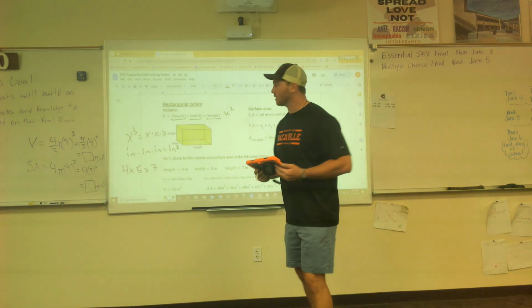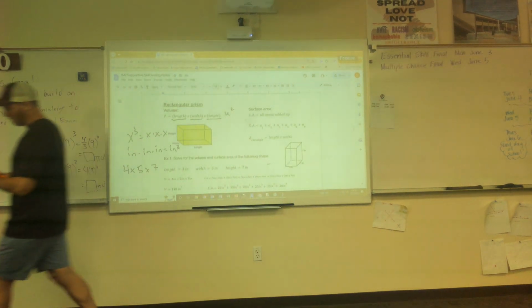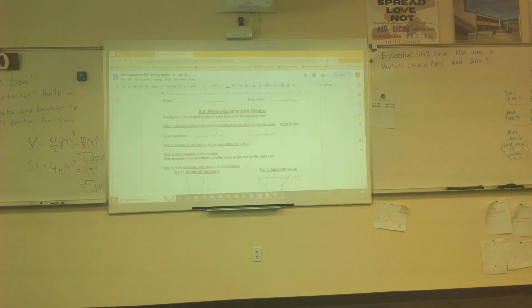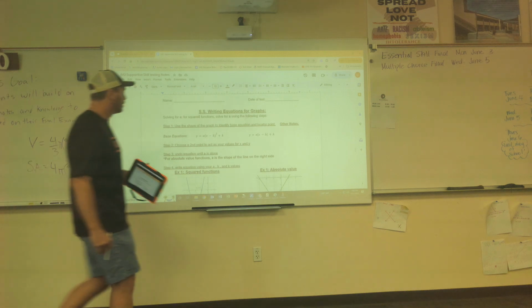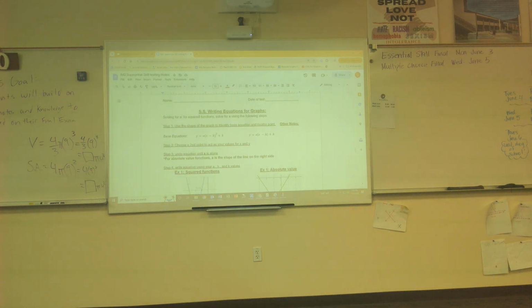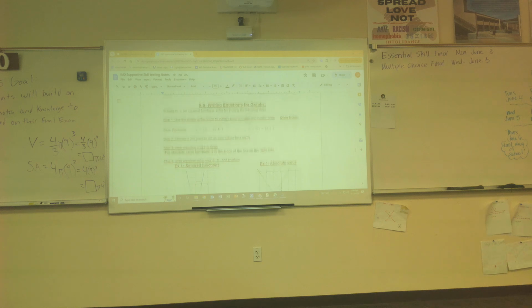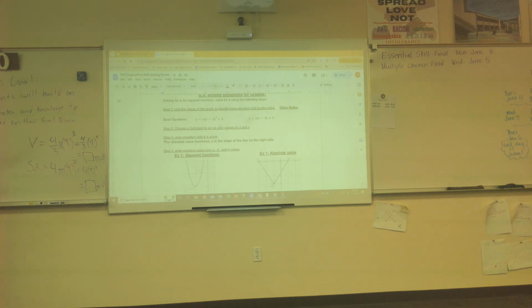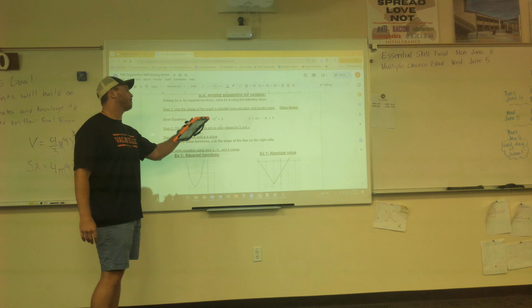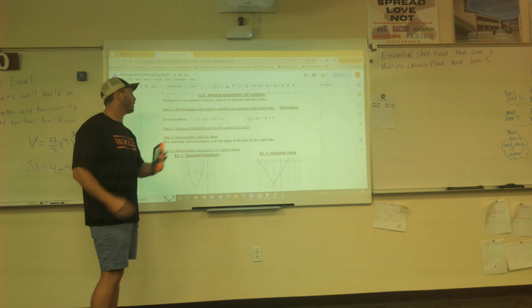All right, so let's talk about our next one, writing equations for graphs. Let's go to that next page where we're talking about writing equations for graphs. Let's remember the steps for them. Step number 1, use the shape of the graph to identify the base equation and the locator point.